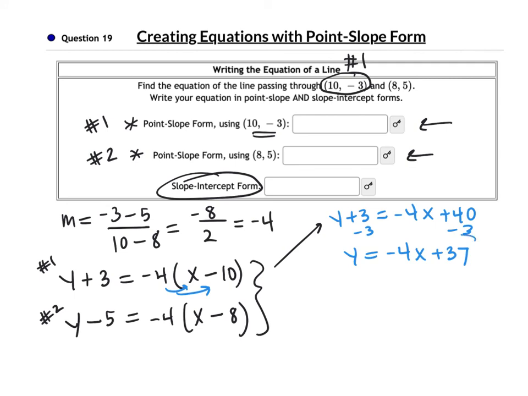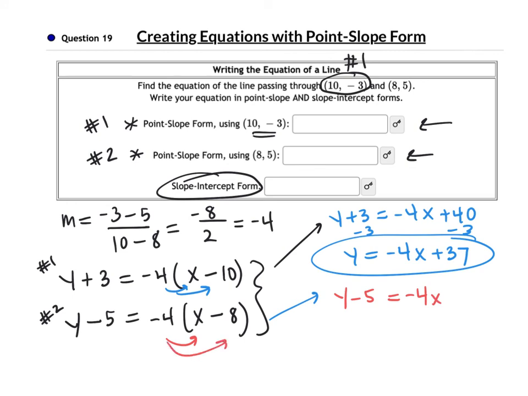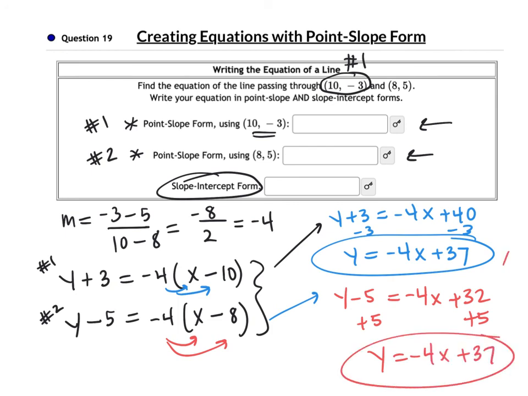Now just to test this, this is our answer. We'll also check the second answer. We should produce the same answer. y minus 5 equals -4 times x minus 8. I'm going to distribute. -4x. And -4 times -8 is positive 32. Get the y by itself and add 5. And look at that. y equals -4x plus 37. So these go in the box here.